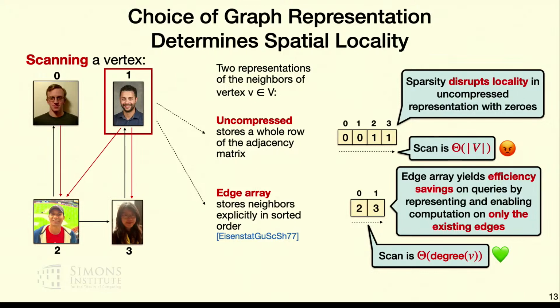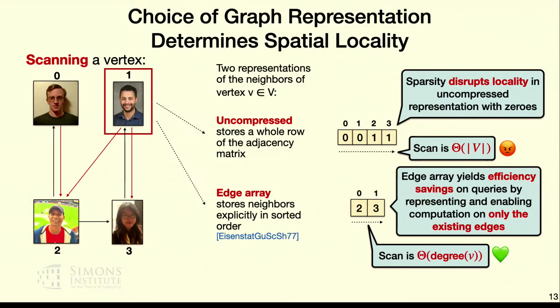In an edge array, instead of doing this implicit storage, you actually just directly write down the neighbors. So here, these two are the connections, so we write 2 and 3. These are pretty simple representations, but this shows what I was talking about earlier more concretely, which is that if your data is sparse, the uncompressed representation is hard for locality because you have many zeros, and so your data is far apart, and your scan is proportional to the number of vertices, no matter how much actual stuff you have in there. However, in this edge array representation, you get better efficiency on queries if you actually write down the neighbors if you have sufficient sparsity. So here, the scan is proportional to the degree of the vertex, which is great if the degree is much less than the number of vertices.